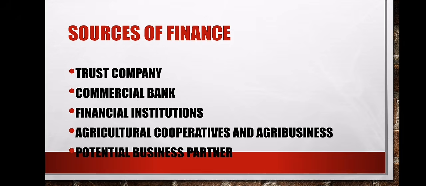So I do believe that you'll be able to recall this one. We say trust company, commercial bank, financial institution, agricultural cooperatives, and agribusiness. Then we look at potential business partner. It will be easier for you to know this one. So the methods of creating capital, be able to list them. The sources of finance, be able to master them. At least if you can know a minimum of 3, not a maximum, a minimum of 3, you will be safe.